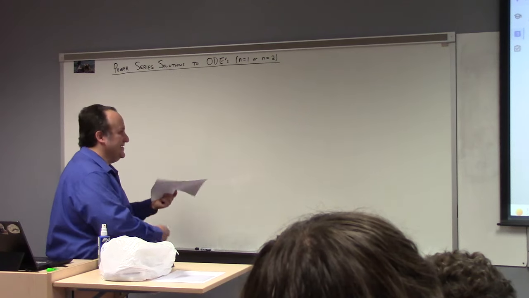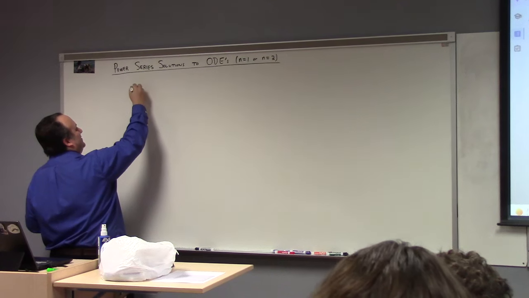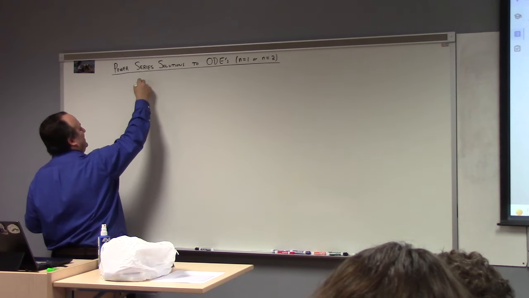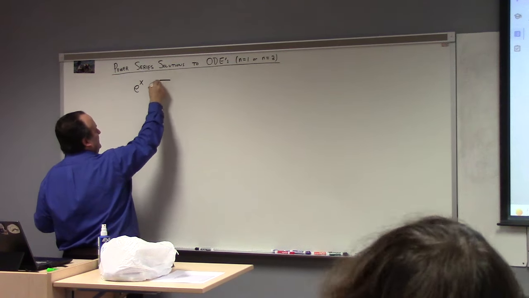But let us address the elephant in the room. What are the power series for functions that we know? For example, e to the x, the power series. The Maclaurin series for this is the sum.